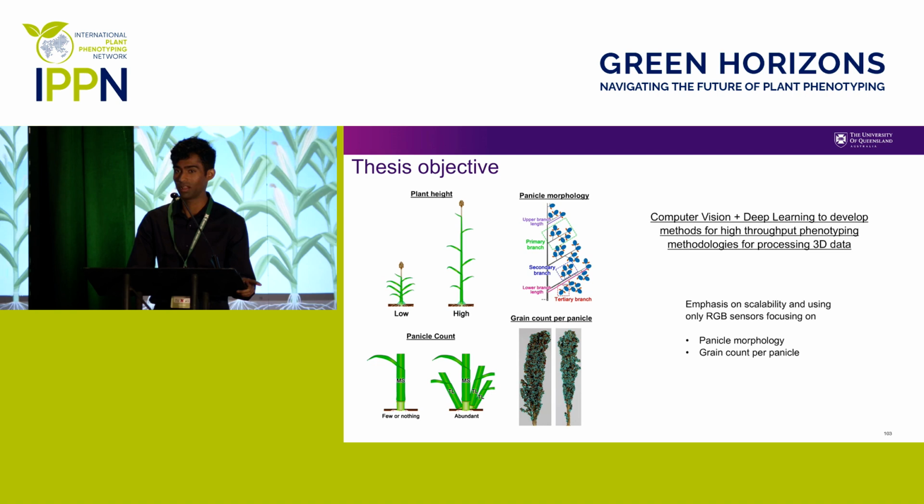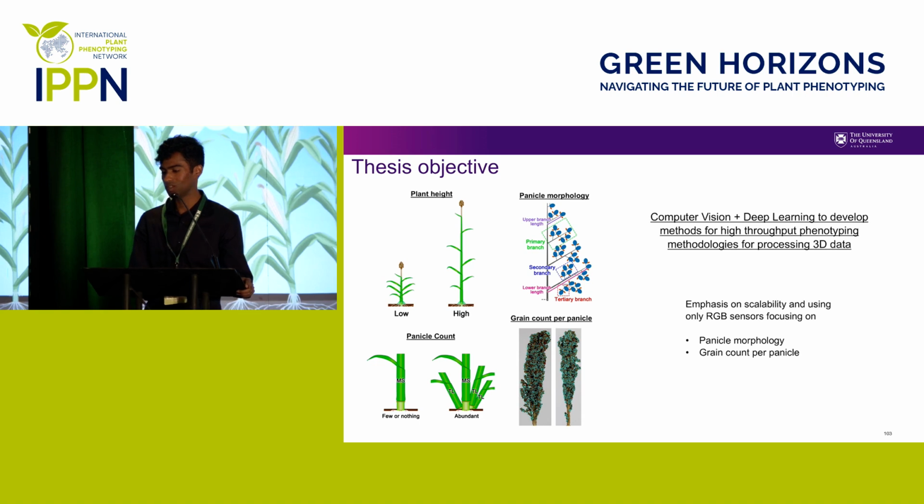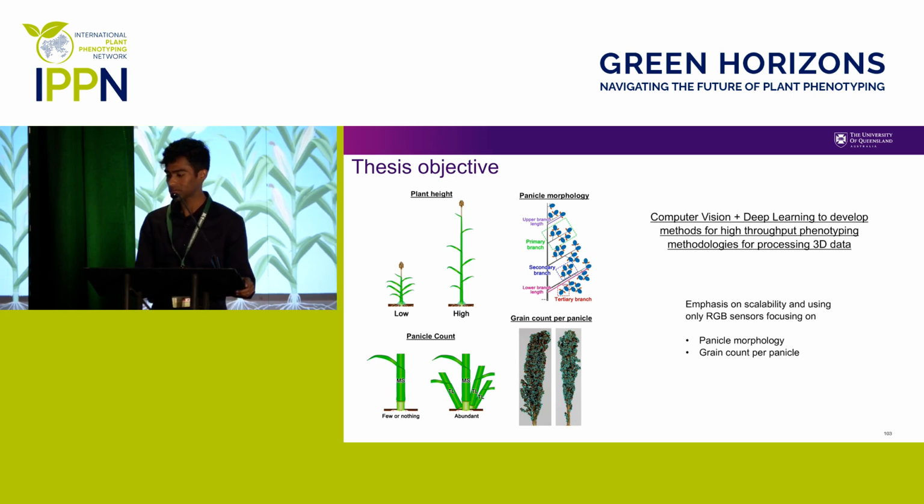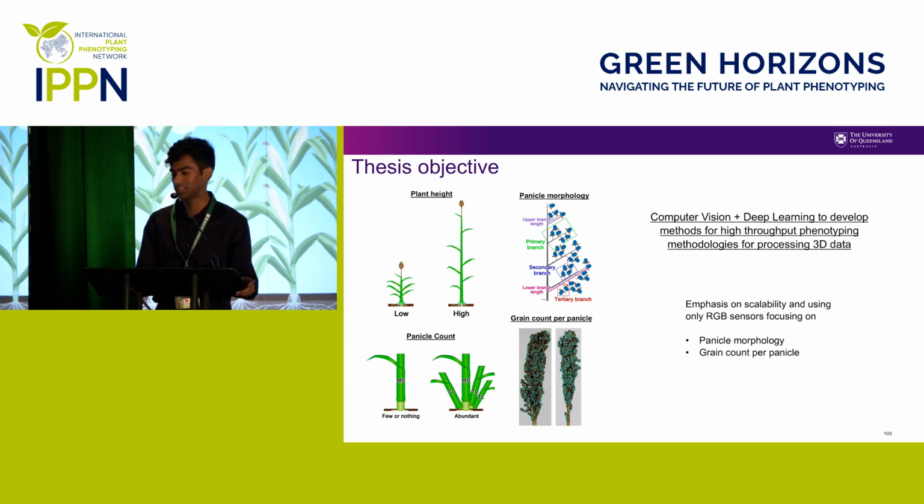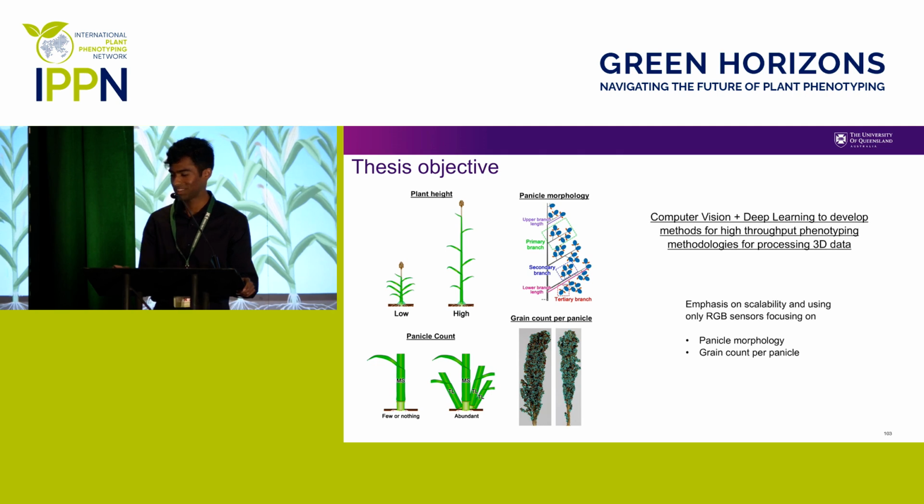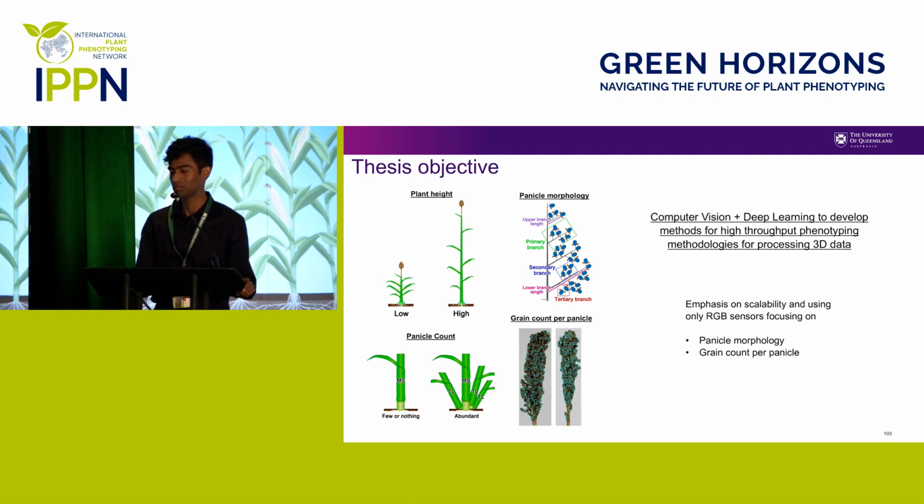Panicle morphology and grain count per panicle are very time-consuming and expensive phenotypes to screen, especially in field trials. Traditionally, these traits have always been measured using destructive methodologies and at very small scales. So if you wanted to do anything in the field, you'd have to go harvest a small subset of panicles, bring it back, image it, and thresh it. So in a nutshell, my PhD aims to develop non-invasive and high throughput, that's a relative term, but still high throughput phenotyping methods to make these traits a little bit more accessible.